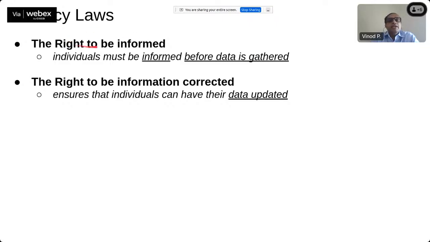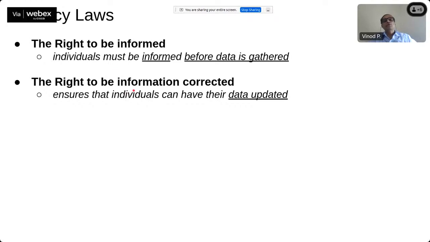Then the next one is right to be informed, which means every individual must be informed that their data is going to be collected. For example, we have seen that when we fill some form in some website or application, they will say that their personal data will be gathered, maybe for some survey or for advertisement purposes. So we as individuals should know how the data provided will be used by the model owners or business organizations.